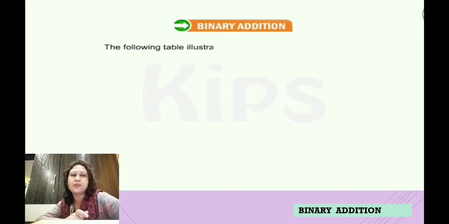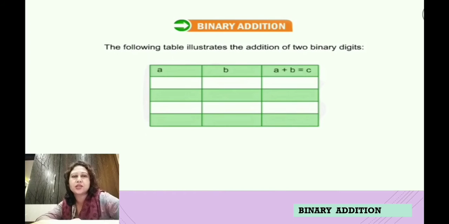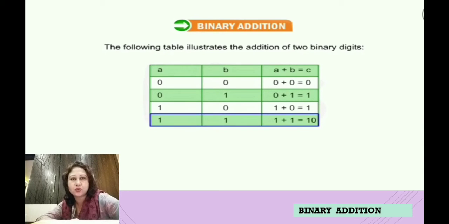So the following table illustrates the addition of two binary digits. As you can see on the screen, A and B, A plus B equal to C. Here, 0 plus 0 equals 0, 0 plus 1 equals 1, 1 plus 0 equals 1, and 1 plus 1 equals 10. And 10 plus 1, as we have done, is equal to 11.